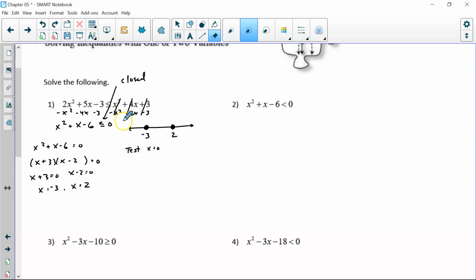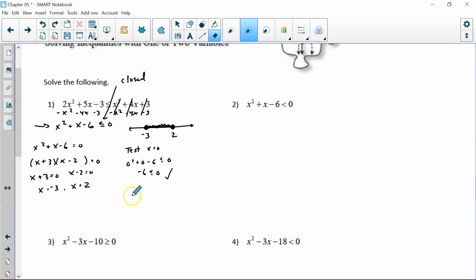So going back into the inequality again, 0 squared plus 0 minus 6 is less than or equal to 0. So we get negative 6 is less than or equal to 0. That's a true statement, which means 0 was a solution. So that's where our solutions are going to be, between negative 3 and 2. So our solution isn't just one value, it's an entire range of values. It's all the values in between negative 3 and 2, including those.